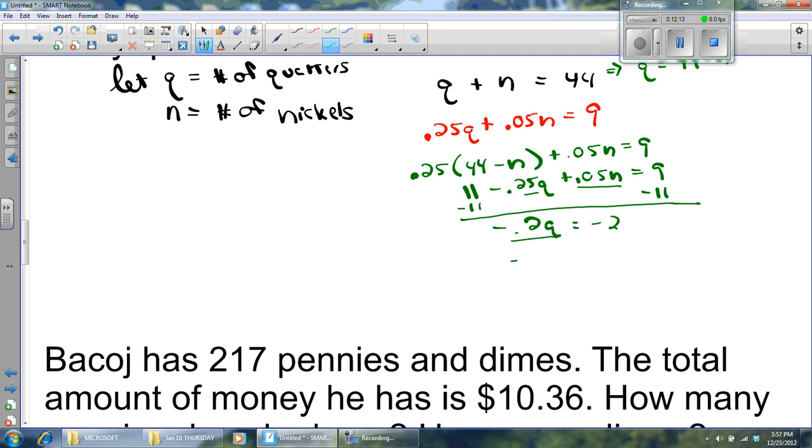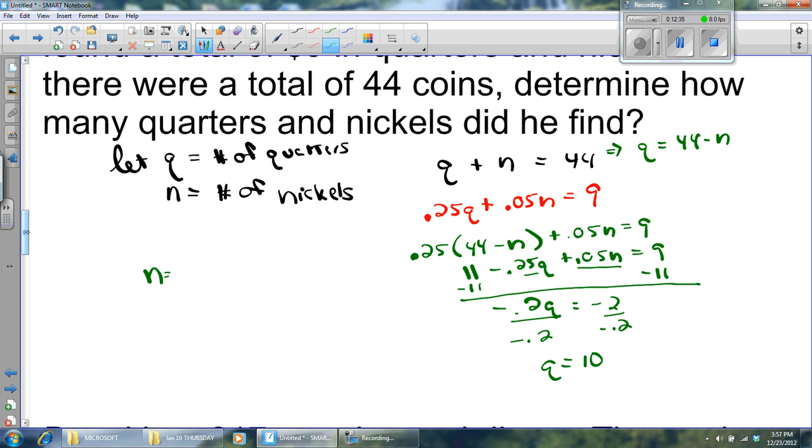Divide by negative 0.2, which is the same as dividing by 1/5. So we'll be multiplying by 10, multiply by 5 to get 10. So there must be 10 nickels. If there are 10 quarters, the number of nickels is, oh, I have a mistake here. That should be N, shouldn't it? And that should be N, and that should be N. So there's 10 nickels.